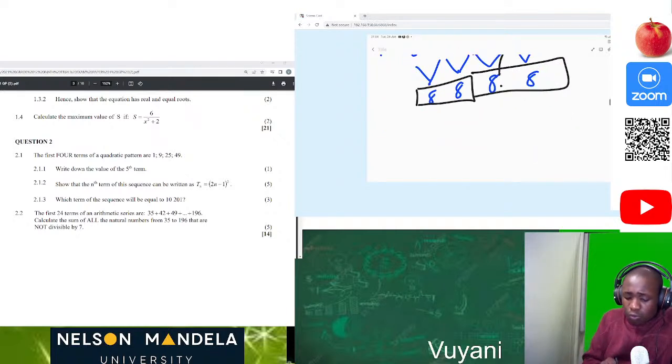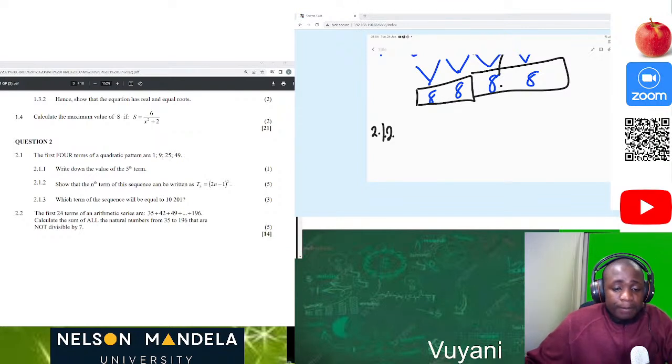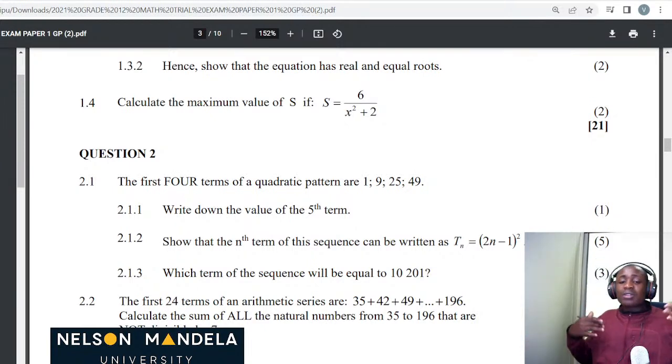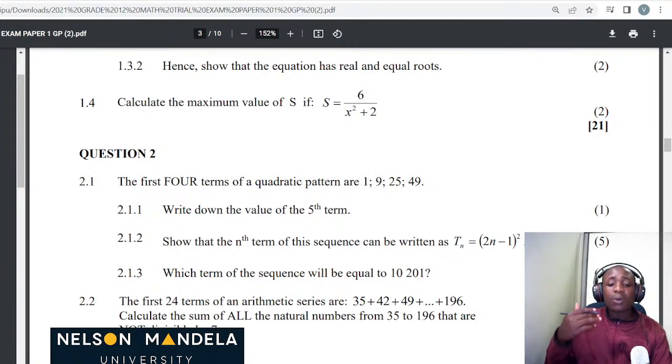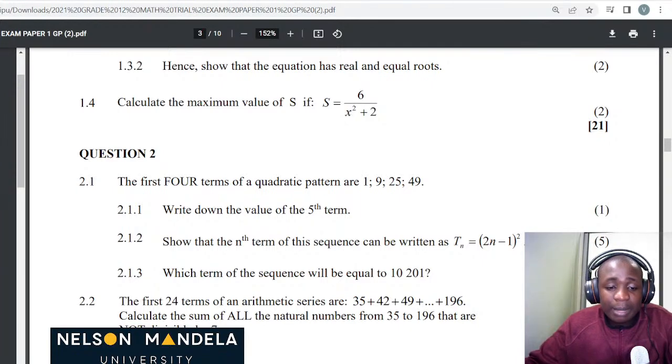Now let's go to 2.1.2. Let's see what they want. The question goes: show that the nth term of this sequence can be written as (2n minus 1) all squared. In other words, they want you to determine the general term of the quadratic number pattern.